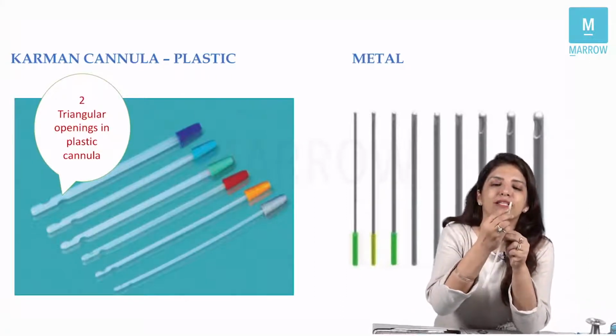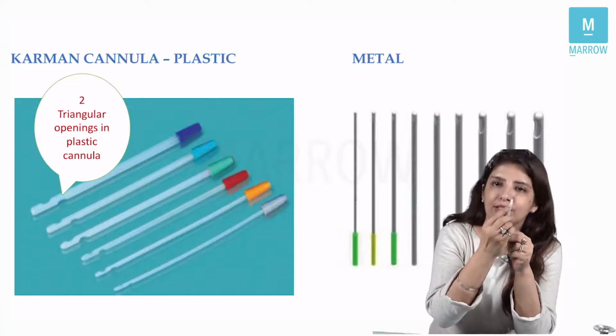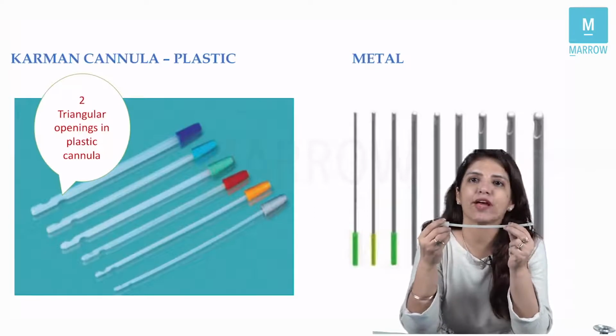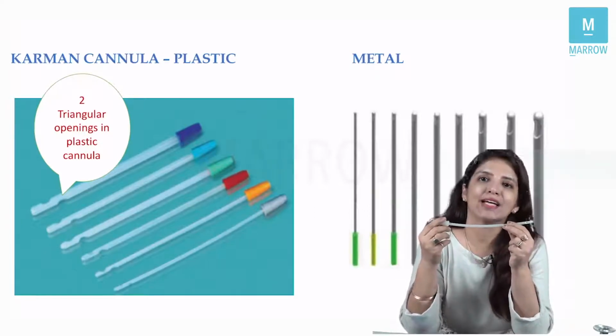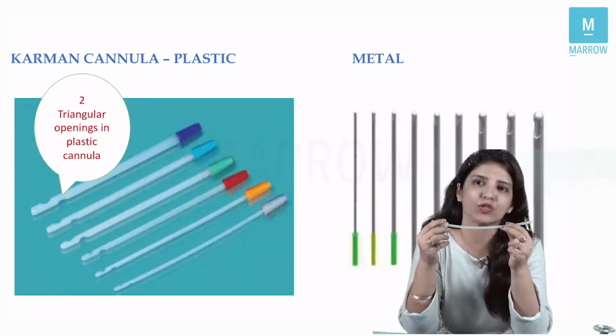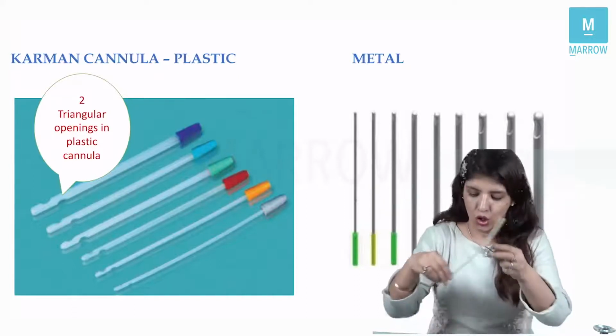So, two openings here, not two tips, sorry. It has two openings here. One is here and the other is on the other side, right? And that is how you identify a Karman cannula, which is a plastic cannula. Earlier, we also had metal Karman cannulas, but plastic cannulas are less traumatic. That is why they are used, and they are transparent as well, right?